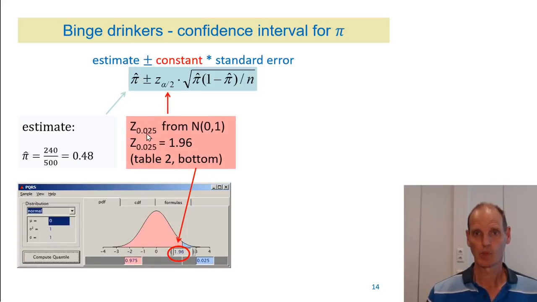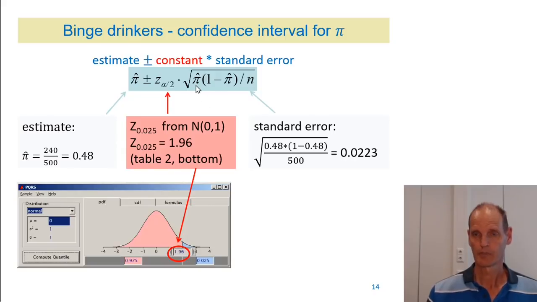The z value, z 0.025, because we wanted a 95% confidence interval, so alpha divided by 2 is 0.025. The value is 1.96, from table 2 bottom line, or using PQRS, 2.5% on the right side of the standard normal distribution, and we find the same value. Finally, the standard error: pi hat is 0.48, so we calculate the standard error as the square root of 0.48 times 0.52 divided by 500, and that happens to be 0.022. So the standard error is 0.022.